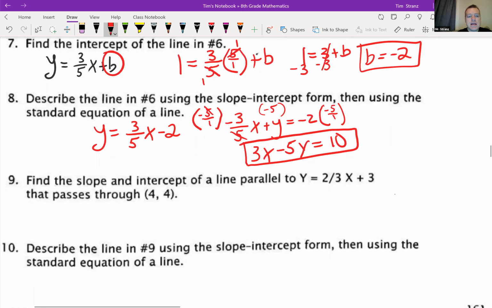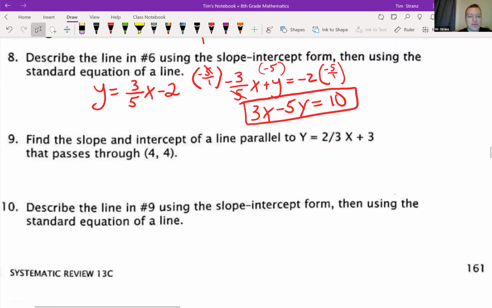All right, number 9. Find the slope and the intercept of a line parallel to y equals 2/3 x plus 3, and it passes through the point (4, 4). So remember, a couple lessons ago, we talked about the slope of parallel lines. They are going to be the same slope. So you already know your equation is going to be y equals 2/3 x plus or minus something because it's the same slope.